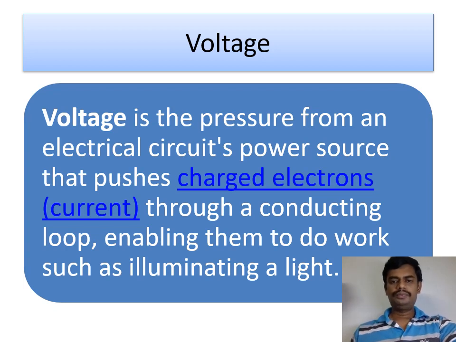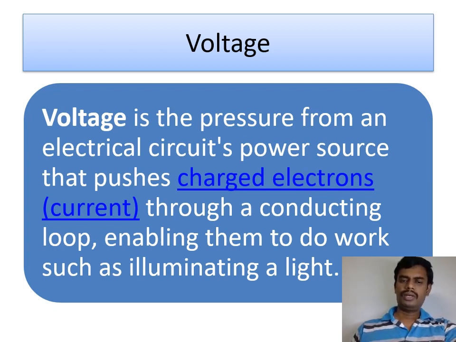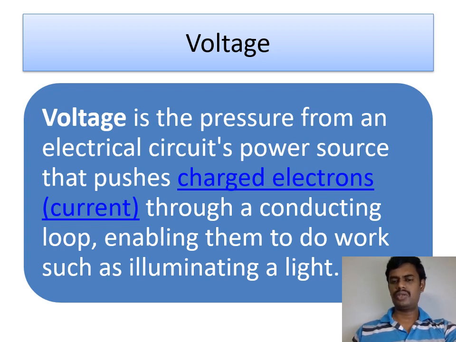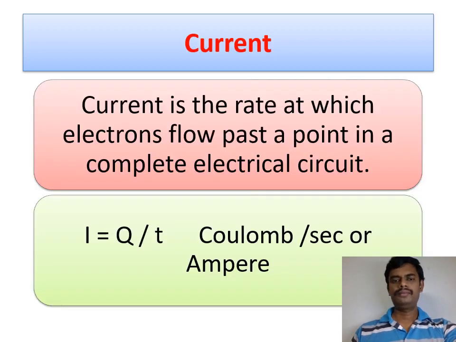Coming to voltage, it is nothing but the pressure in an electrical circuit which forces the electrons to move from one place to another. By doing so, we will be doing some work, which is nothing but the voltage. It is because of this voltage, this pressure, that the current will be flowing in a conductor.